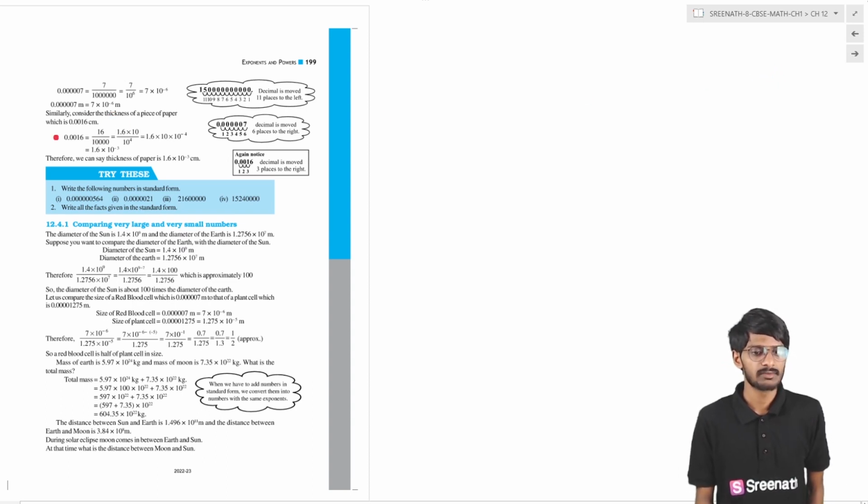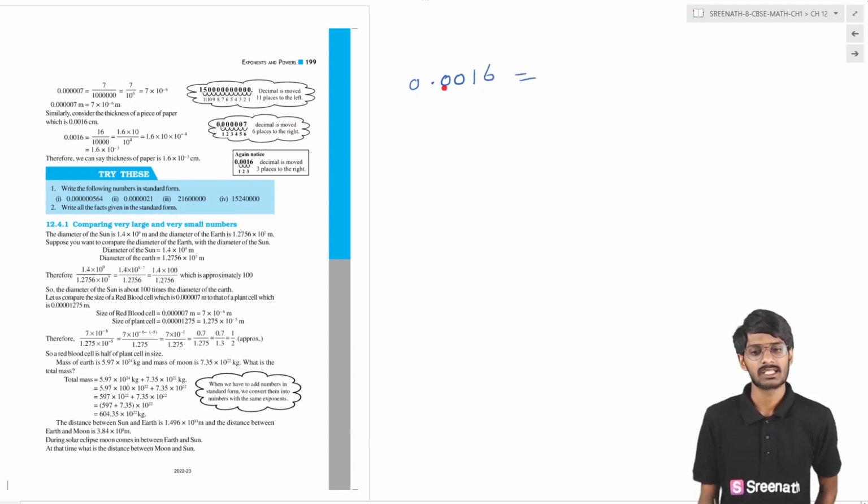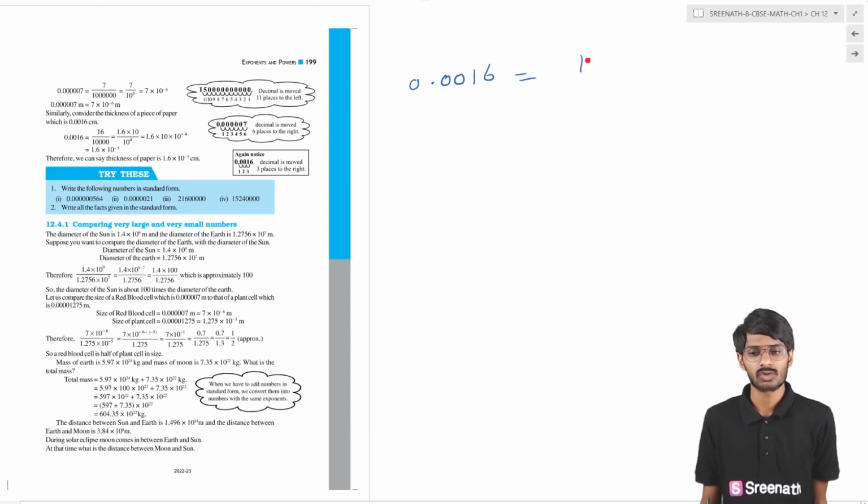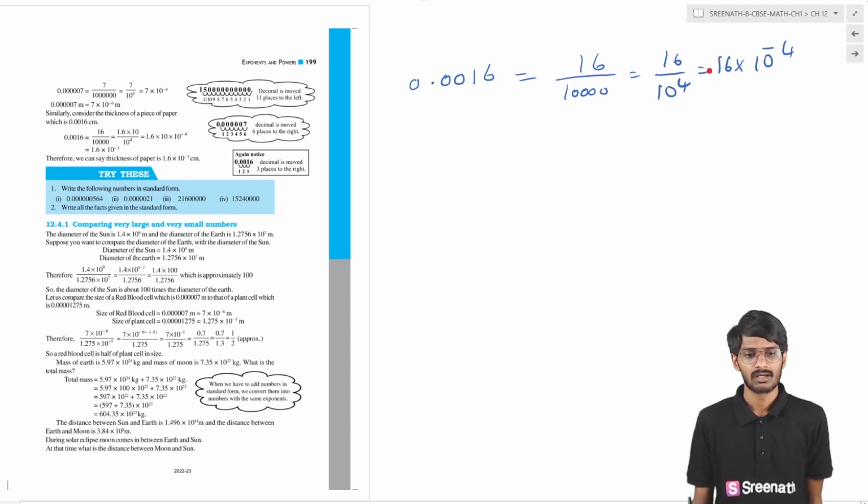Okay, students. Similarly, there is one other number, 0.0016. There are 1, 2, 3, 4 digits, so for 4 digits you have to shift. Then you write 16 divided by 4 zeros. Simple. So it will become 16 divided by 10 power 4. It will become 16 into 10 power minus 4, students. If you want, you can do further also.